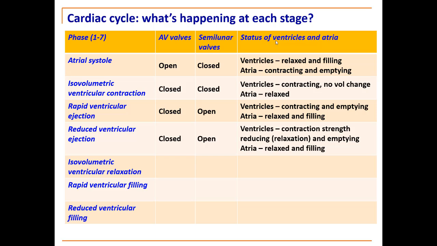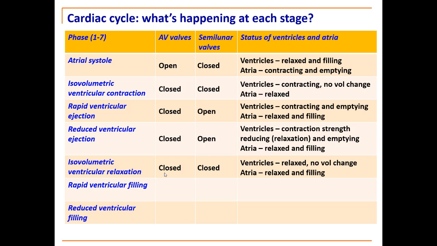We now move on to isovolumetric ventricular relaxation. At this point, the AV valves are closed and the semilunar valves are closed. And you know this because the very name is isovolumetric. There is no change in the volume within the ventricles, and they're relaxed. And if there's no volume change, the blood can't be going in any direction. So they have to be closed. So the status: ventricles are relaxed, no volume change, atria relaxed and filling.